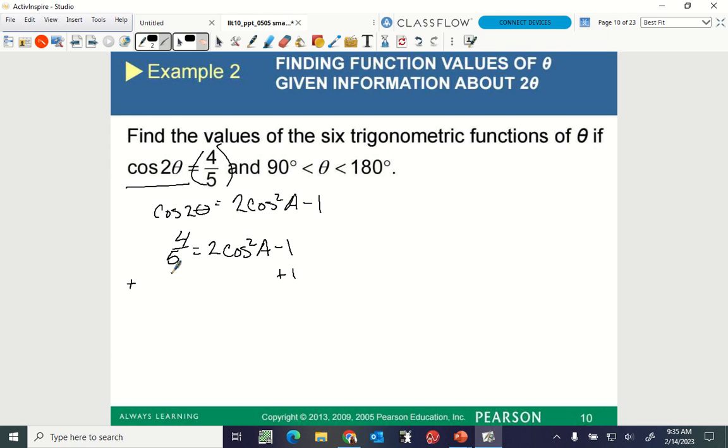Lies. You know. So I'm adding 1, but on this side, I'm going to do some voodoo. I'm adding 5 over 5.